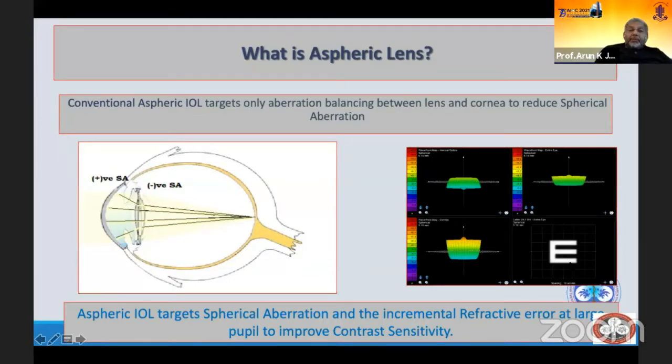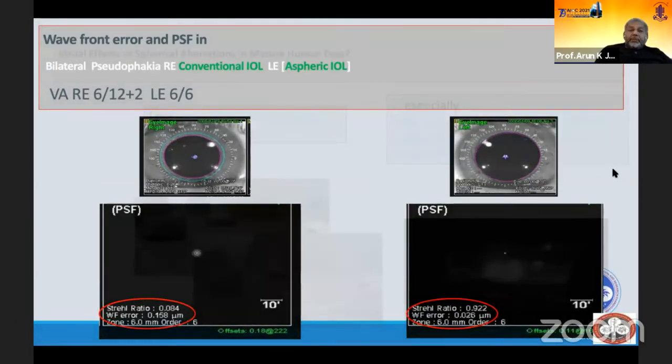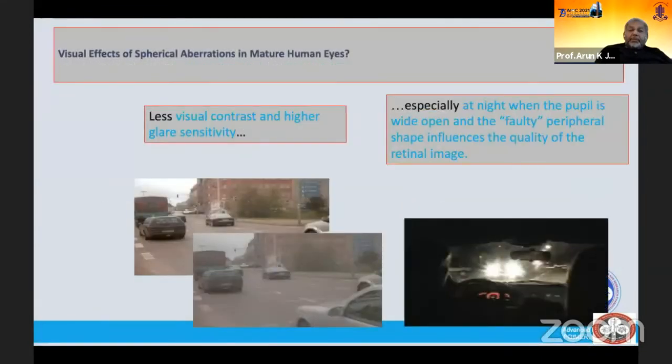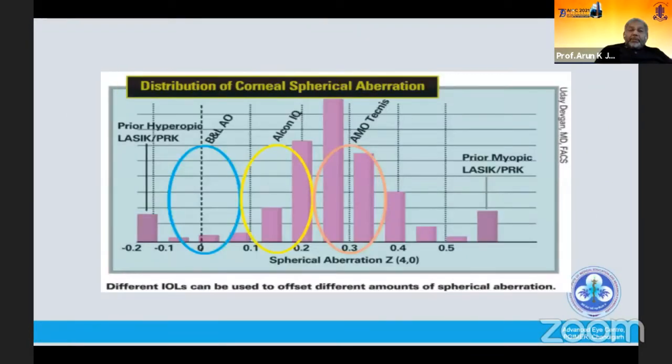These are the two eyes of the same patient. In one eye we have put an aspheric negative lens, and here is a plain lens. You can see the point spread function and Strehl ratio close to 1, which is very good. Spherical aberration affects the quality of vision, and this is how spherical aberration changes with age.